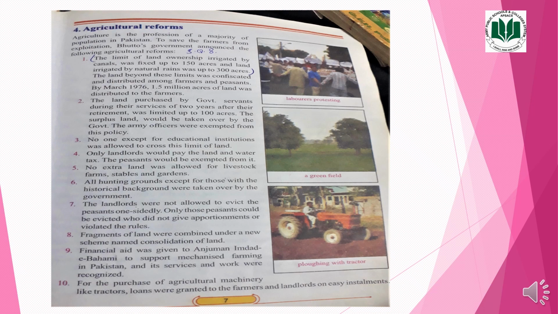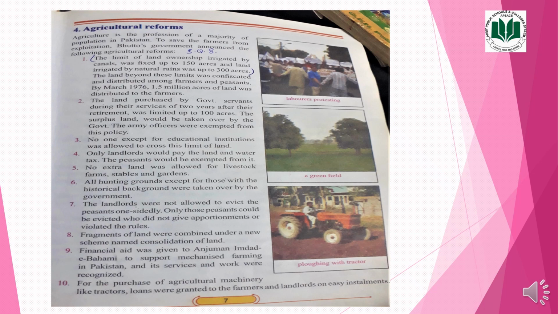Likewise, the land purchased by the government servants during their services and after their retirement was limited up to 100 acres. The surplus land would be taken over by the government. The next point is that no one except educational institutions was allowed to cross this limit of the land. It was fixed, so no one is allowed.